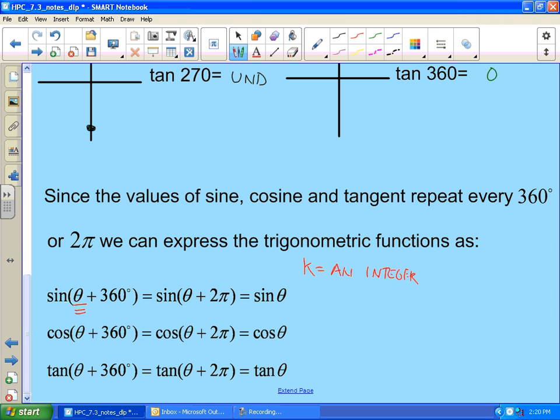What do I mean by that? If I went around 1 time, my k would be 1. If I went around twice, my k would be 2. 4 times, my k is going to be 4. So 1 times 360, 4 times 360, 2 times 360. Generically speaking, this could be written like this: theta plus k times 360, and theta plus k times 2 pi. I can write it like that as well.